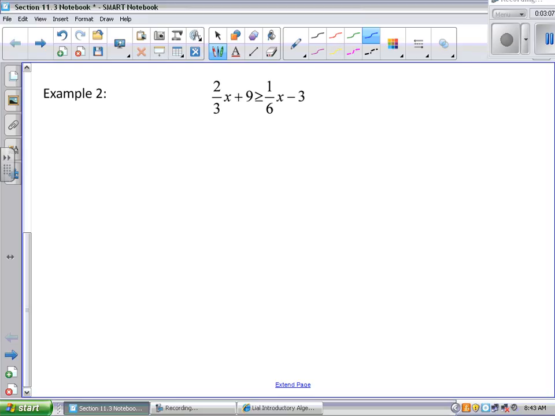In example number 2, we have an inequality with fractions in it. Now, if it helps, write everything as a fraction: we have 2/3 x plus 9 over 1 is greater than or equal to 1/6 x minus 3 over 1. Just like with our equations, we want to find the lowest common denominator, or any common denominator, and that's what we're going to multiply all of our terms by.